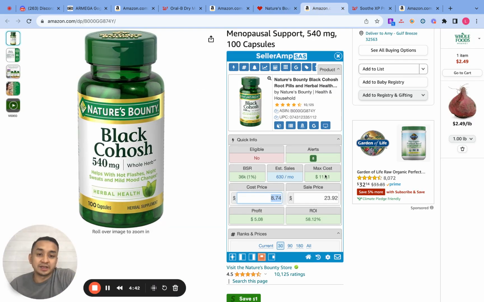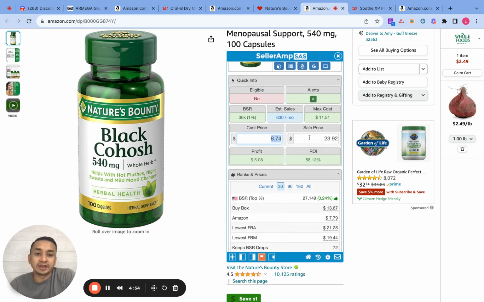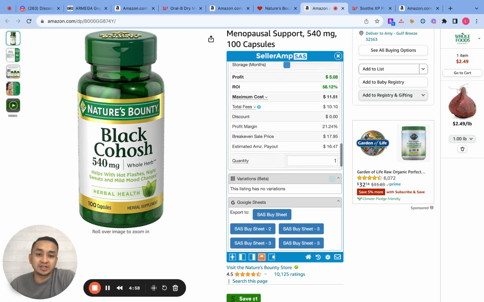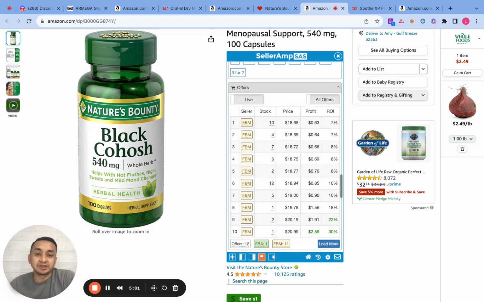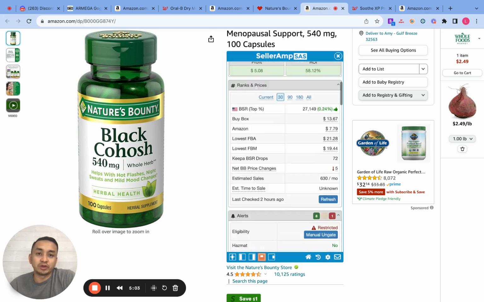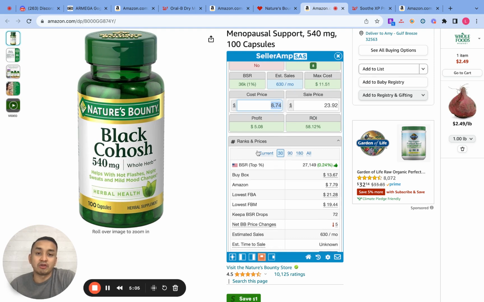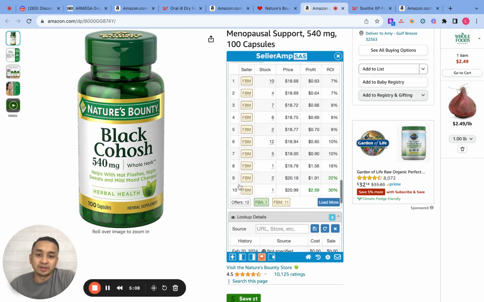And then once you find the cost, the sale price on Amazon is about 23 bucks. Sales per month for this product is 630. ROI is 58%. So everything's looking good. And then from here, you go to the bottom of the page and then you decide, right? You need to decide if you're willing to share 630 sales a month with 12 other sellers, with this much inventory, with this much ROI, right?